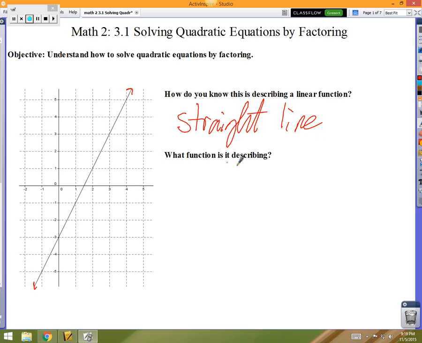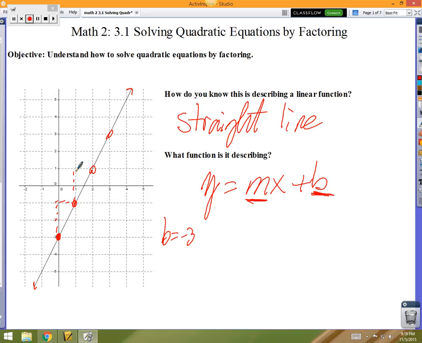Okay, now can you describe the function? The linear model is y equals mx plus b, and you need to identify these two features. You need to find the y-intercept and the slope. The b, the y-intercept, where this line intersects the y-axis, is right there. So b is at -3, and then m is the slope. If you just connect some dots, the slope is the rise over the run, how far you're going up and over.